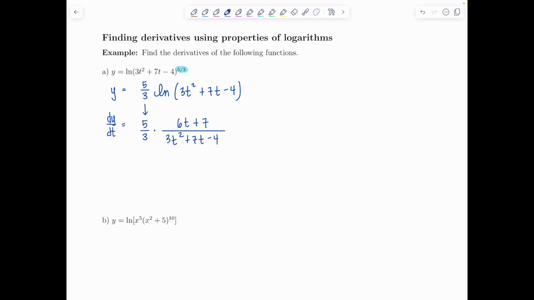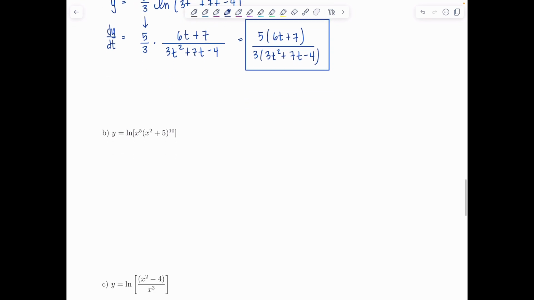And then I would say from here, just clean up, put everything in the numerator together. You can distribute if you want, but I would just leave it factored. So 5 times (6t plus 7) over 3 times (3t squared plus 7t minus 4). How was that? Nice, right? Okay, so we got our log properties helping us out, and I taught you a cool shortcut. Let's try another one, see if you've got it under control.